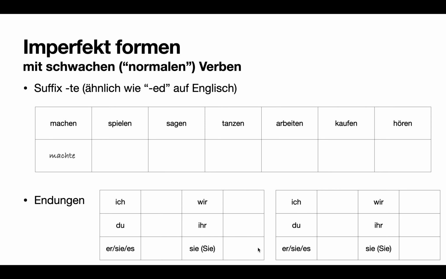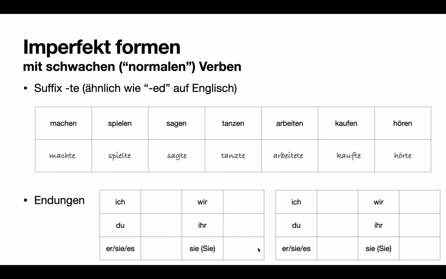Pause this video for a moment and fill in the past tense of the rest of these verbs in the chart on your Google slides. Then we'll check it together. So we said the form for machen is machte, for spielen is spielte, for sagen is sagte, for tanzen is tanzte, arbeiten is arbeitete, sounds weird, is actually correct, kaufen is kaufte, and hören is hörte.